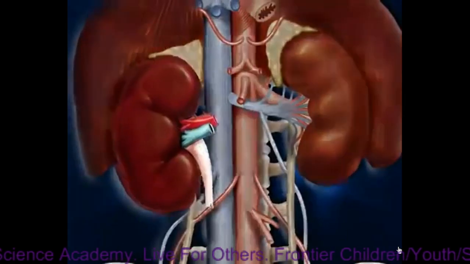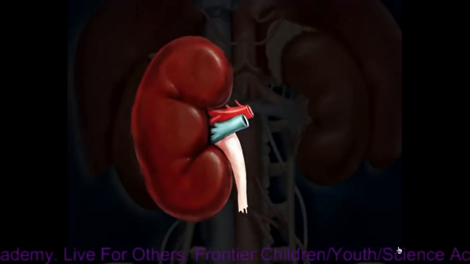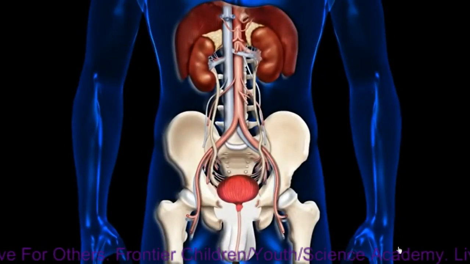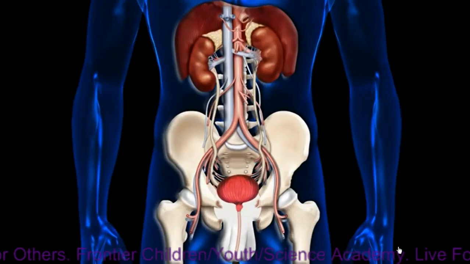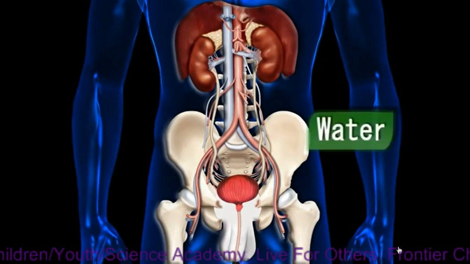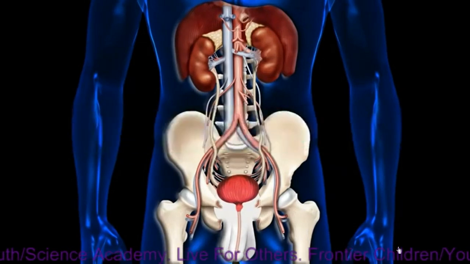One of the main jobs of the kidney is to filter the waste out of the blood. The urinary system regulates the quantity and composition of fluids by removing metabolic wastes from our body. The system helps in retaining proper amounts of water, salts, and nutrients in the body.